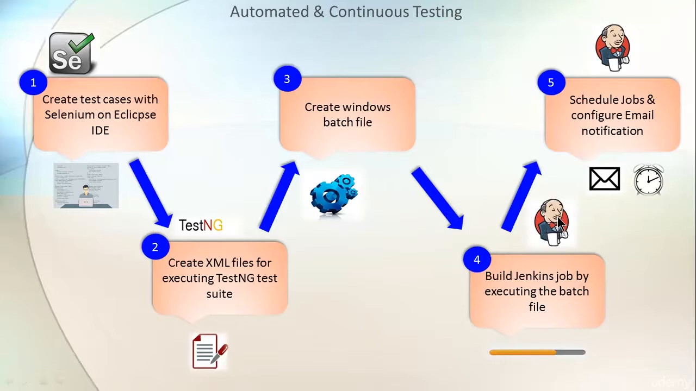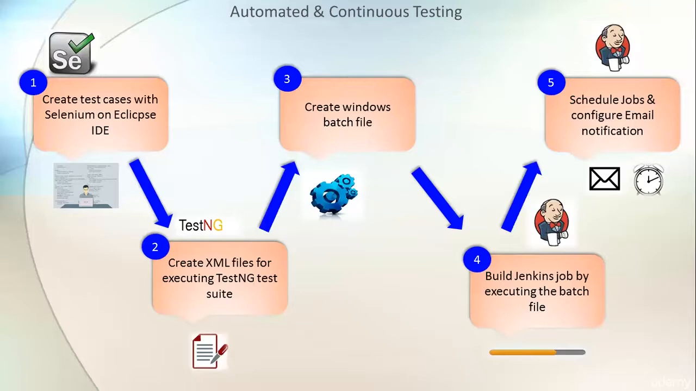Jenkins does not have any feature where Java code can be directly created and executed. Eclipse does not work in that way. Eclipse works with all the details available in that script. So we need TestNG here. Step number 2, we are going to use TestNG to create an XML file.